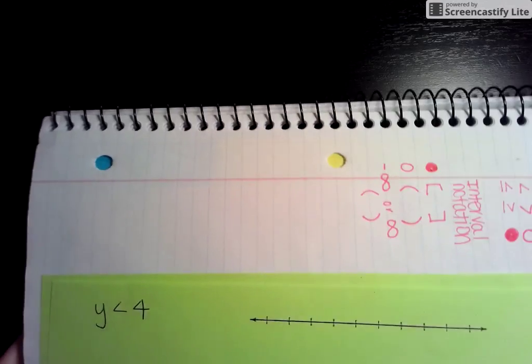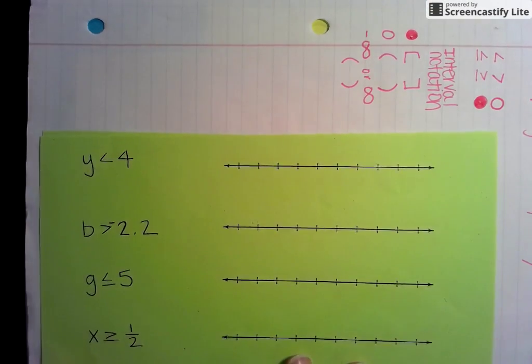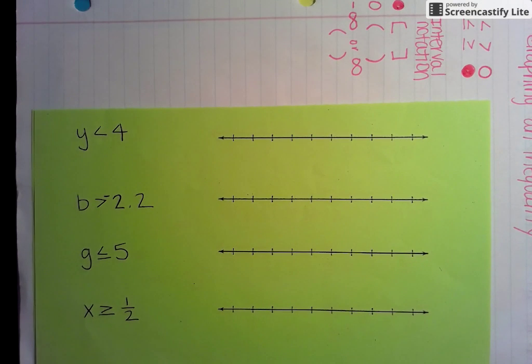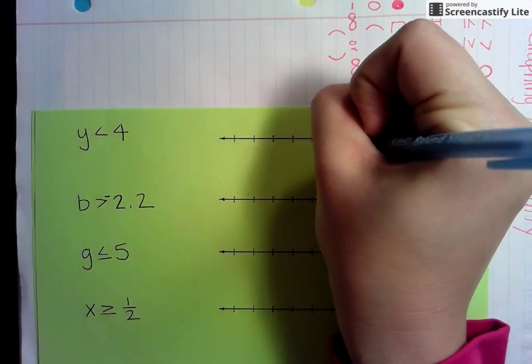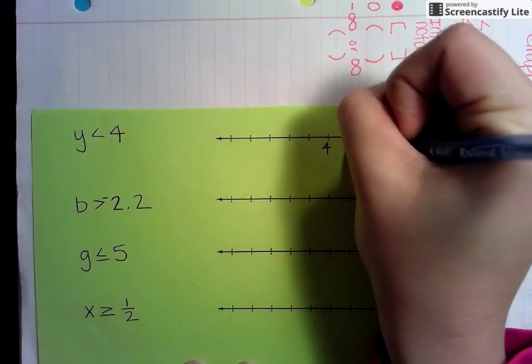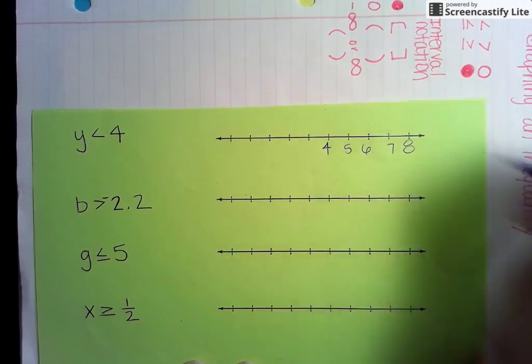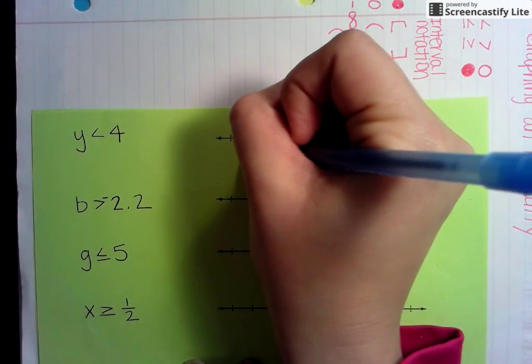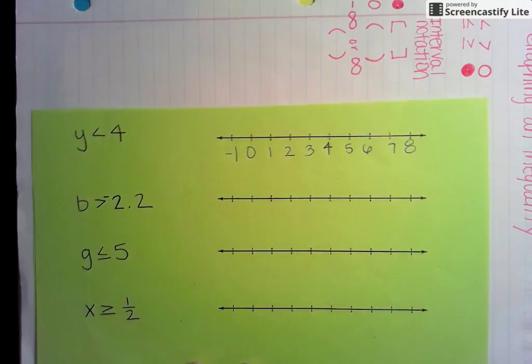So we're going to look at our first problem. So we have y is less than 4. So we are going to make our number line. I normally put 4 in the middle because that's what we're showing. Okay, so we have 4, 5, 6, 7, 8. So I'm going to fill out the rest of the number line. And then I have 3, 2, 1, 0, -1.